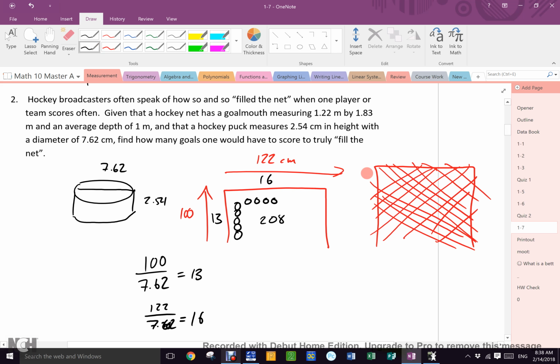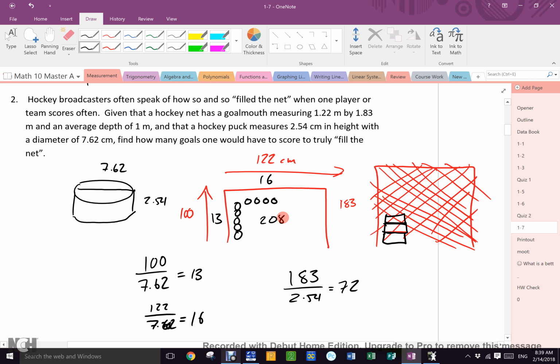1.83. So how tall? That's 1.83. Do I leave it as 1.83? What do I make it? 183. How tall is a puck? 2.54. So what do I do with that 183? Divide by 2.54, and what do I get? 72. So my 208 pucks will stack 72 high, won't they?